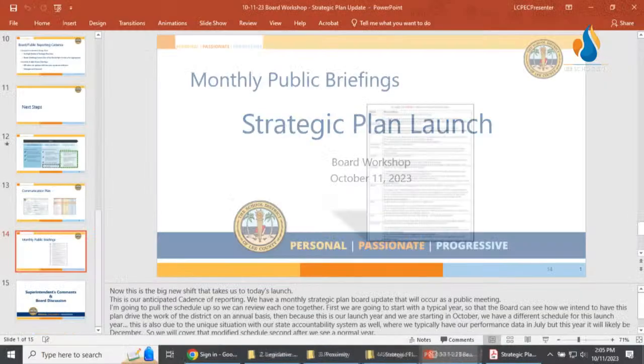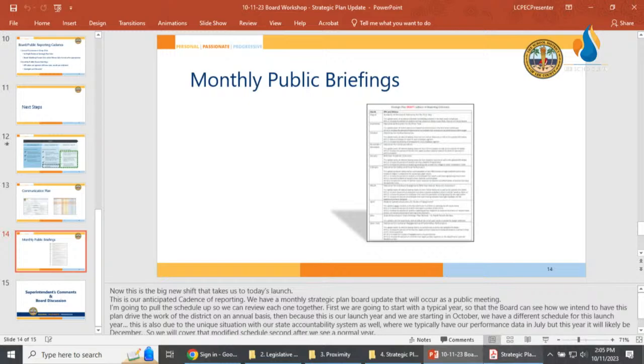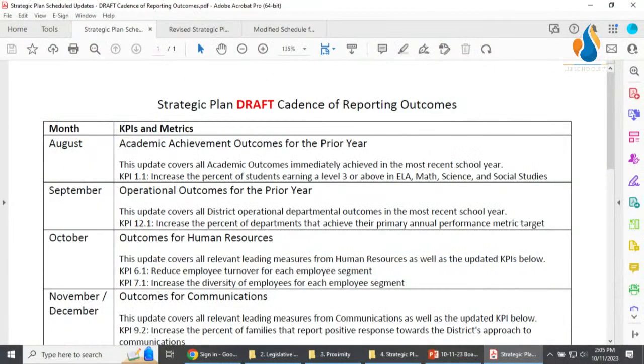So let's go ahead and shift out of this and go to our strategic plan cadence. Okay. So this is our typical year of what you can expect, and it will begin in August because that's when our students come back to school and our teachers come back to school. So that is the beginning of our year on an annual basis. And this starts with the academic achievement outcomes for the prior year. So this is really where, going into the year, you will have a deep understanding of how our schools performed in all the critical areas that we measure, as well as how all of our schools performed in August. That is that prior year outcome.